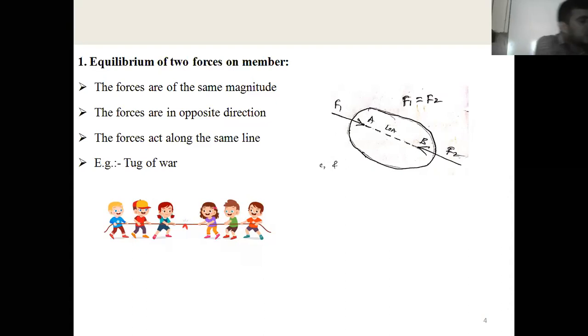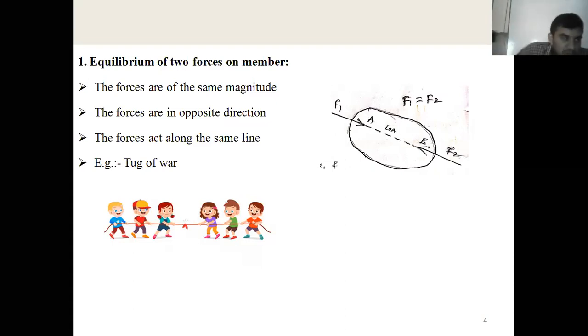Is there any doubt about this point? If you have a doubt, please ask the question. Any doubt? No, sir. Okay. So can you give any one example apart from this tug of war? Any member or body that is subject to only two forces.